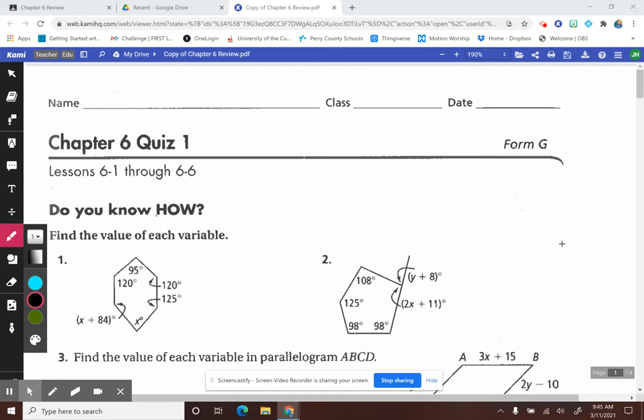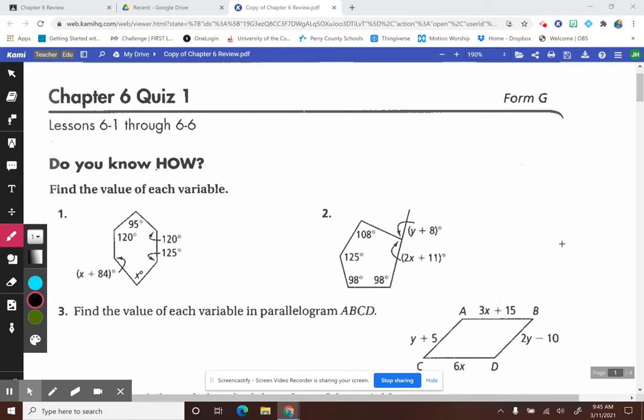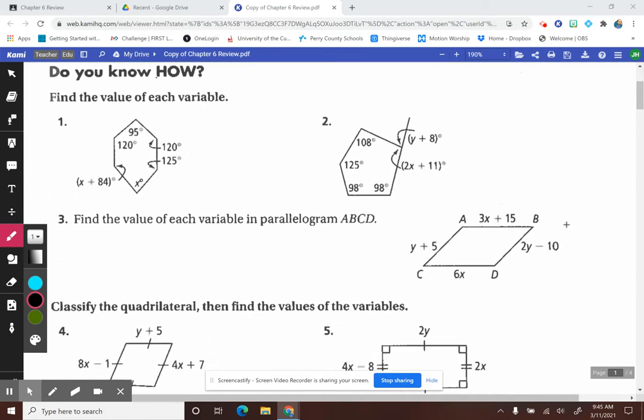But I'm going to walk through a couple of problems on this Chapter 6 review real quick. I'm going to do number 2 because if you can do number 2, you can do number 1. The first thing we need to think about is how many actual sides we have on this figure. I have 1, 2, 3, 4, 5 actual sides, and you can also count your angles. Inside, I've got 5 angles.